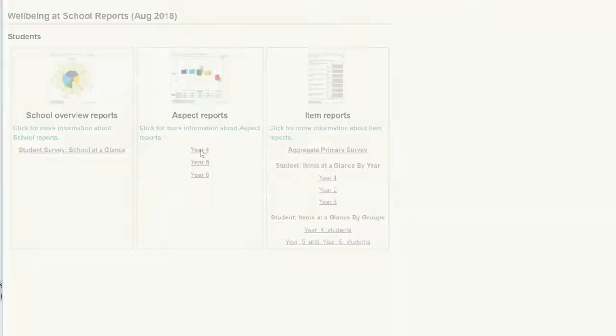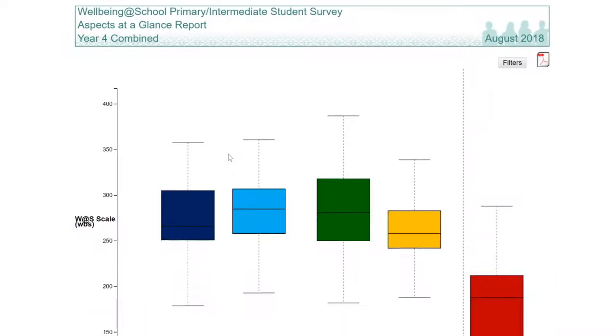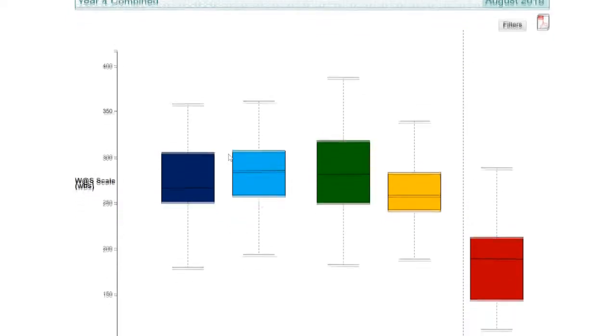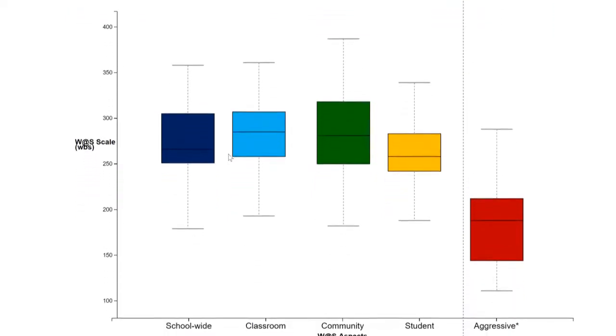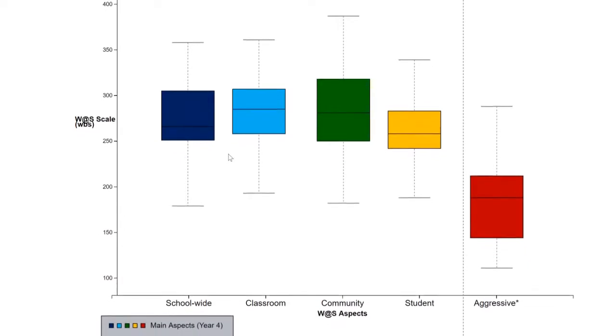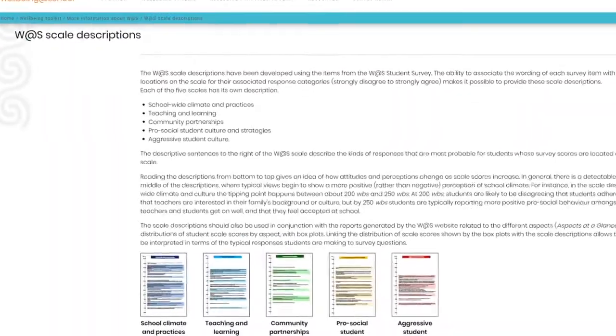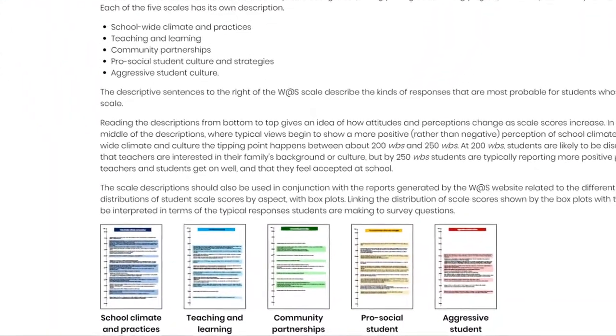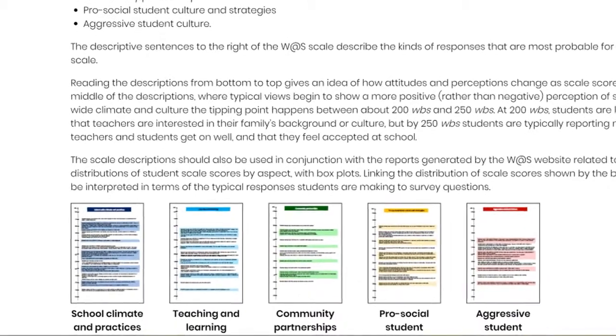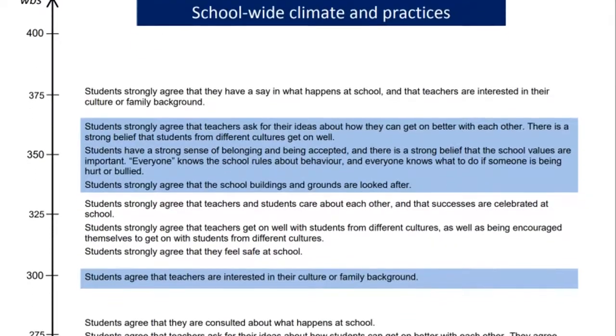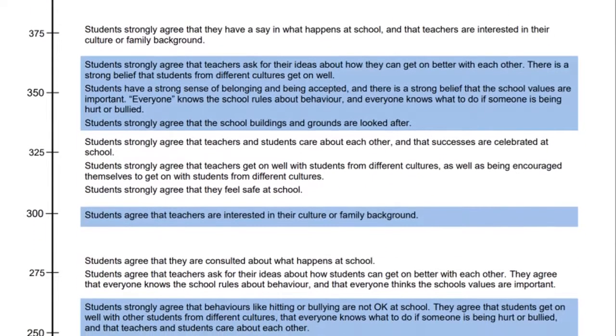The measure that sits underneath each of the reports is the Wellbeing scale. The Wellbeing scale allows us to both put the items on the scale as well as the participants. Within the toolkit, there are scale descriptors. Short pieces of information that explain exactly from the data how the students are feeling at a particular level of the scale.